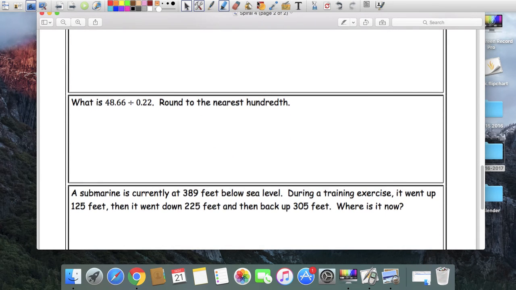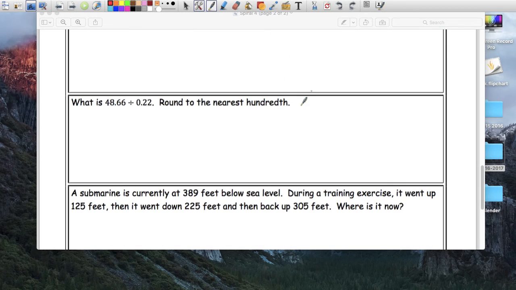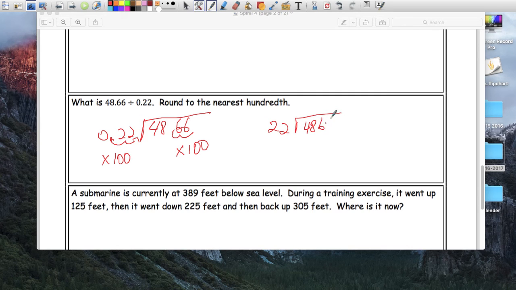What is 4866 divided by 0.22? Let's write this out. Divided by 0.22. Here I'm moving the decimal twice, which is the same thing as multiplying by 100. So my new problem becomes 22 on the outside, 4866 on the inside. It's just now a division problem.